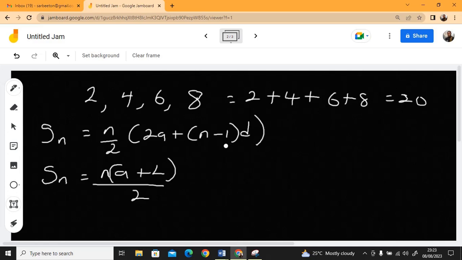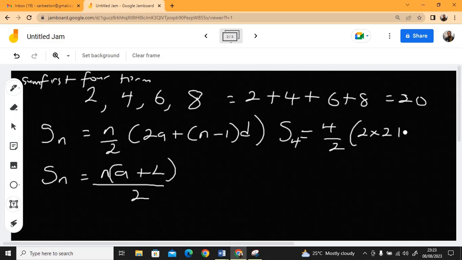Now my n is the number of terms I'm asked to calculate. I said you should calculate the first 4 terms: first one, second one, third one, fourth. You should add them all together, the sum of the first 4 terms. So for this, my n is 4 because it's 4 terms you are looking for. So S4, that's what you write here, equals 4 over 2, open a bracket, 2a, the first term is 2, that is 2 times 2, plus my n is 4, that is 4 minus 1. And my common difference, when you check, 4 minus 2 is 2. So the common difference is 2.